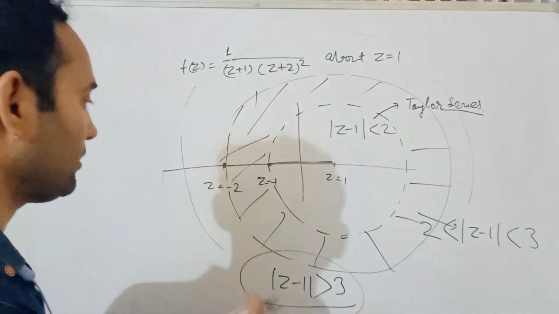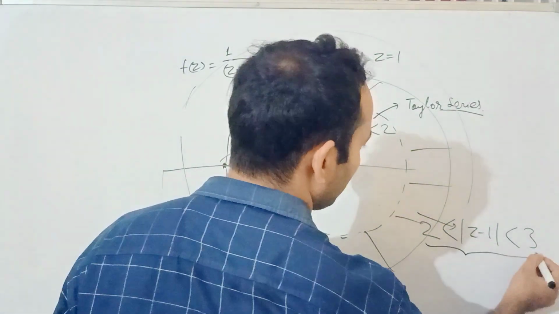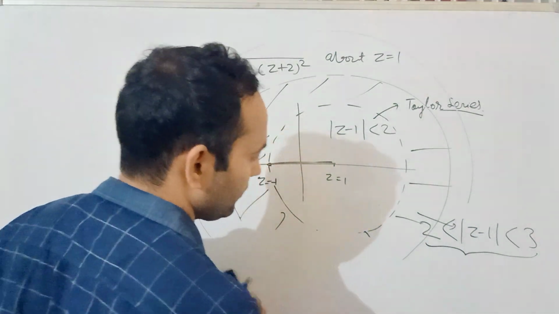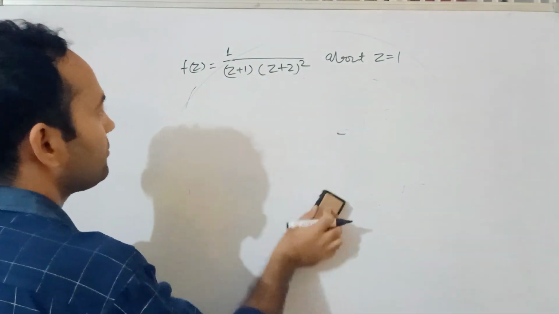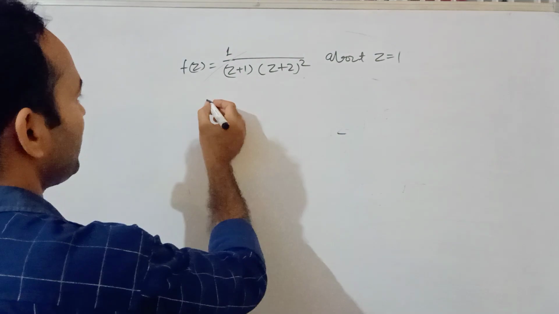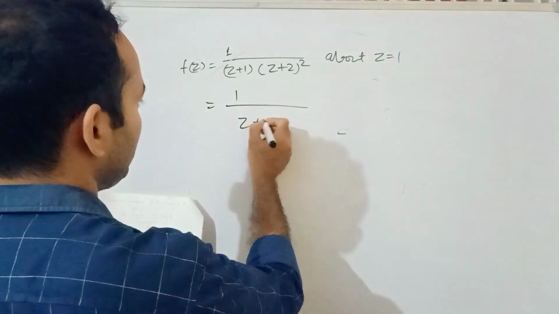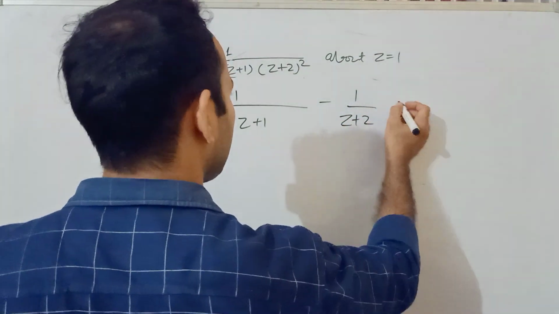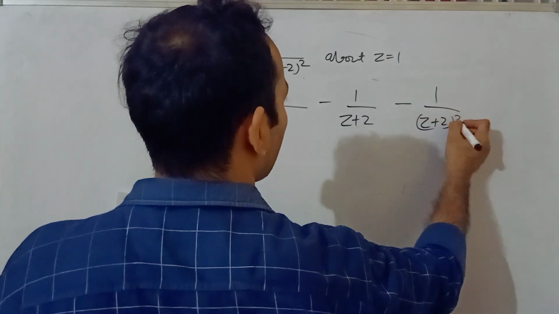So let me do this for this region, where mod of z minus 1 is from 2 to 3. First thing I will do, I will use partial fractions and open this f(z), and this is what I will get: 1 by z plus 1, minus 1 by z plus 2, minus 1 by (z plus 2) whole square.